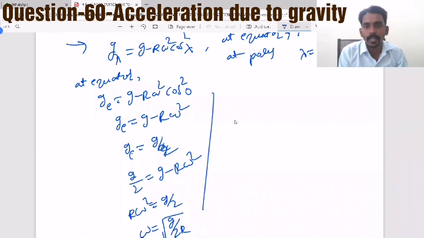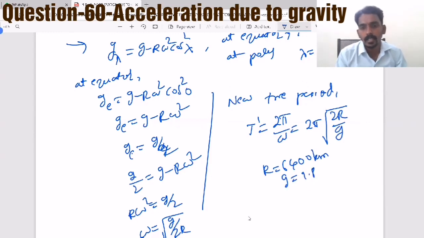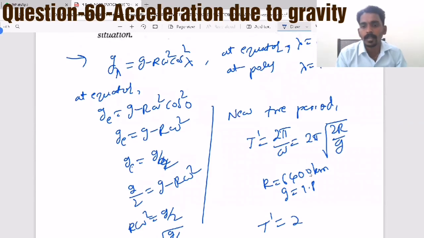So that the new time period of the earth will become now 2 pi by omega. It is nothing but 2 pi root of 2r by g, where r value we know that 6400 kilometers and g value is 9.8. Then you will get t dash value. So if you substitute and if you calculate, it will come approximately 2 hours.